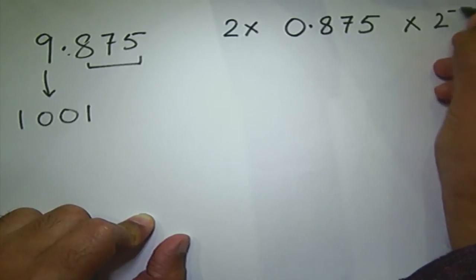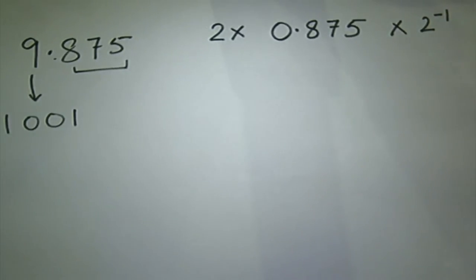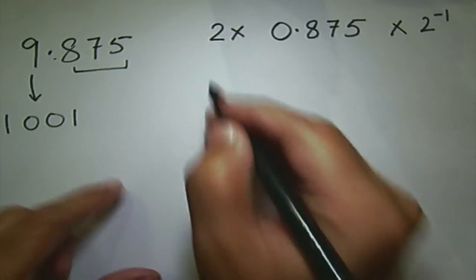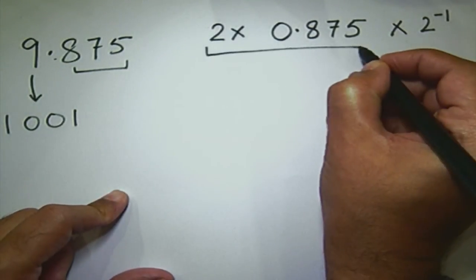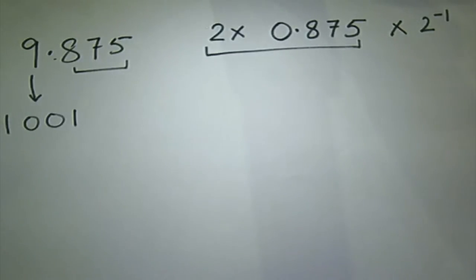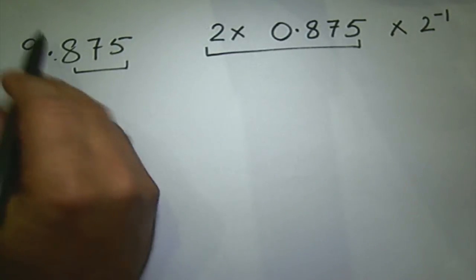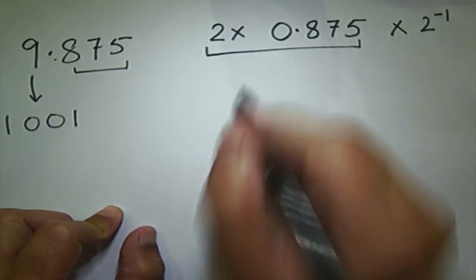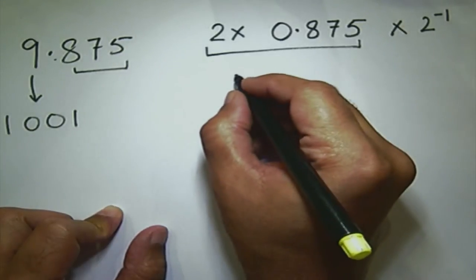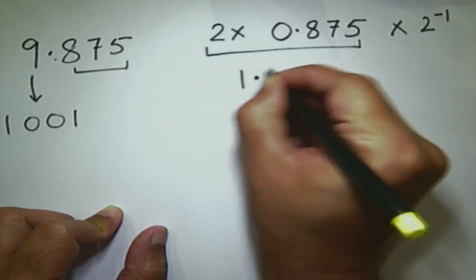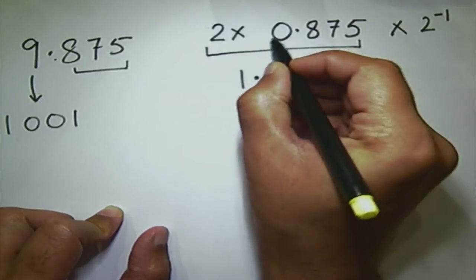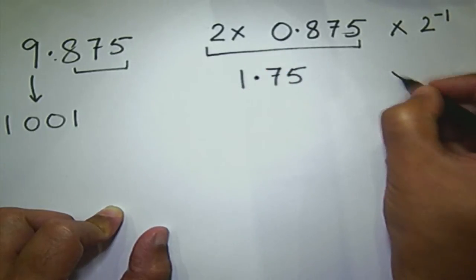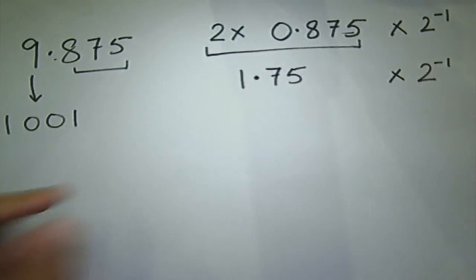So which means I'll do this. Is it clear? So I'm just multiplying by 2, dividing by 2. Why am I multiplying by 2? To get this to become something more than 1 so that we can then represent the part to the left of the decimal point in binary. Okay? So what happens if you multiply 0.875 by 2? What is it that you get? Yes? 1.75. So the number 0.875 is therefore 1.75 times 2 raised to minus 1.